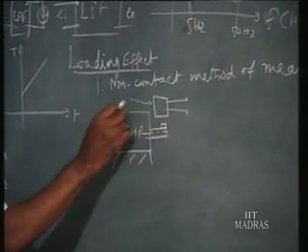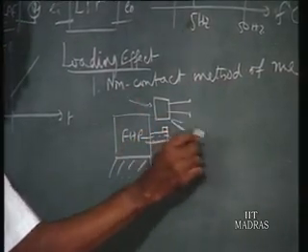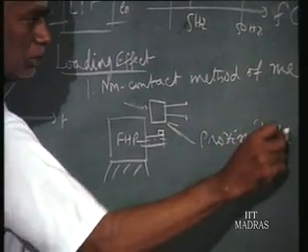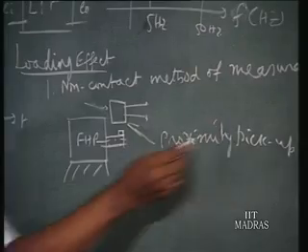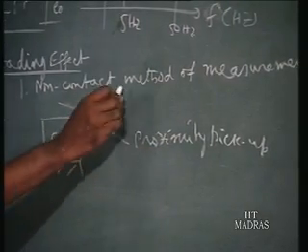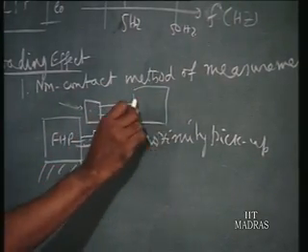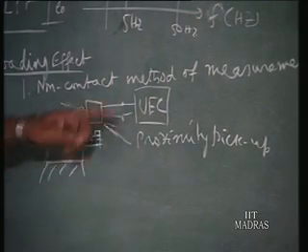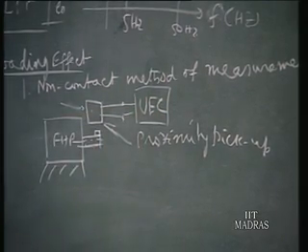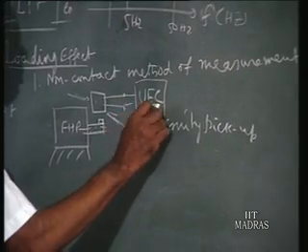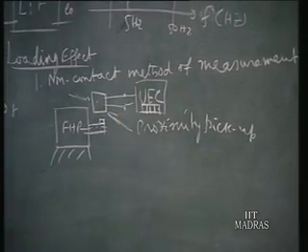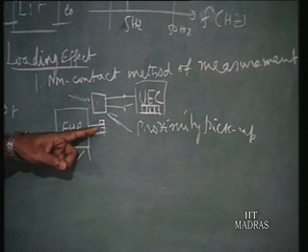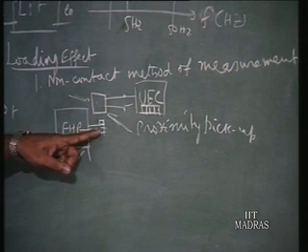So by using a proximity pickup, for each rotation 1 pulse will be made, and this is given to a universal electronic counter. There you can read how many rotations it has gone. So you will have the window, and the numbers will be there. That is, this instrument doesn't come into contact with the rotating system. It's a non-contact type of measurement.